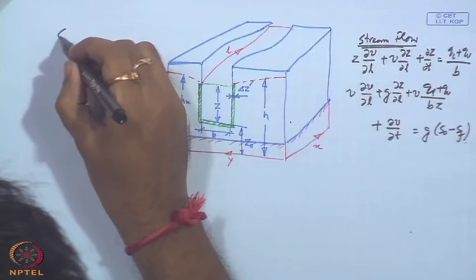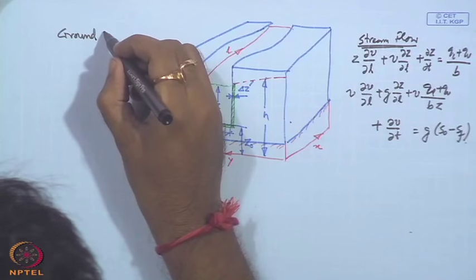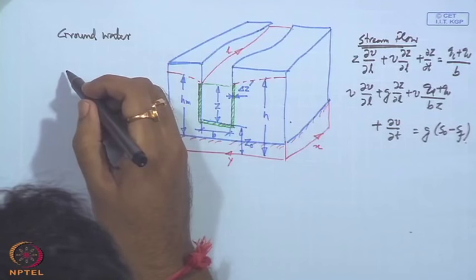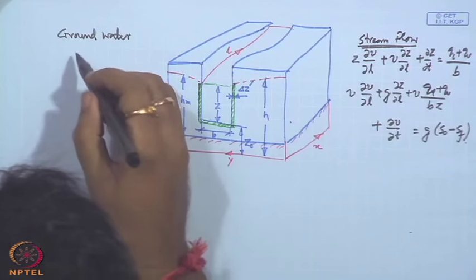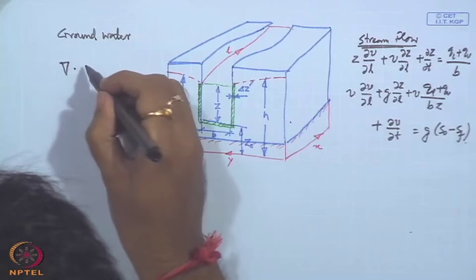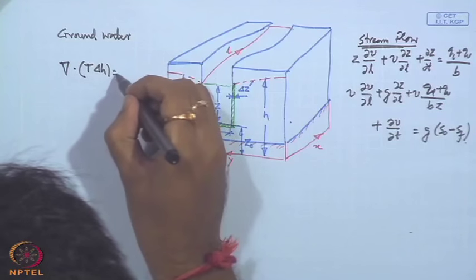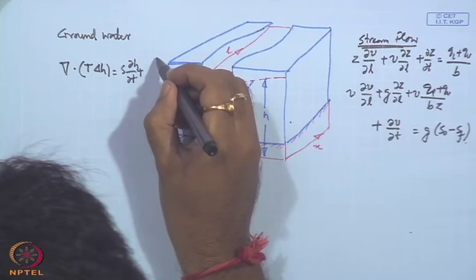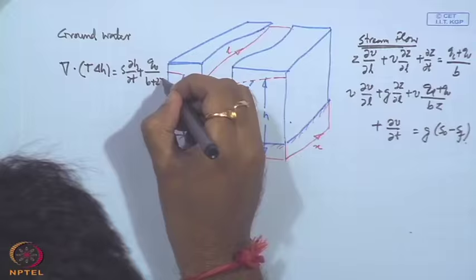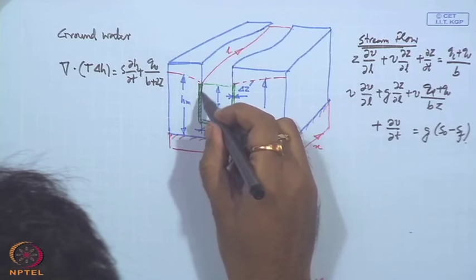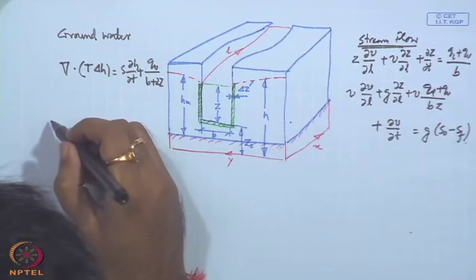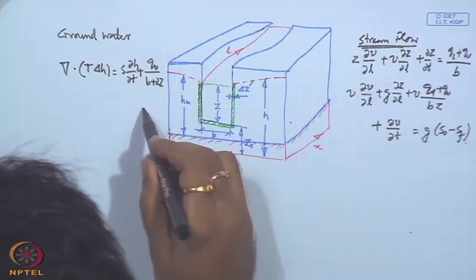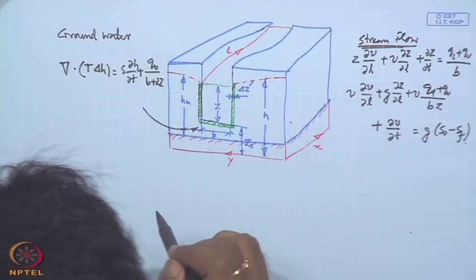Now, we need to write the equation for groundwater flow. So, groundwater flow in unconfined aquifers will have a different form. In that one, del dot T del H equals S del H by del t plus Q V B plus 2 Z, which is the wetted perimeter of the channel. Now, this is valid for the lower part of the channel.